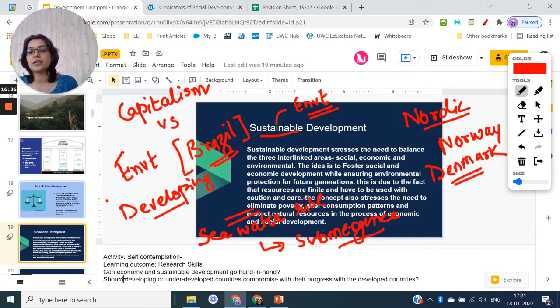How do you see economy and sustainability? Can they go hand in hand? If yes, under what circumstances? If you say no, then what are the reasons? You can argue on these two points. Capitalism and environmentalism can be your counterclaim. Clear enough, under sustainable development, what we discuss?